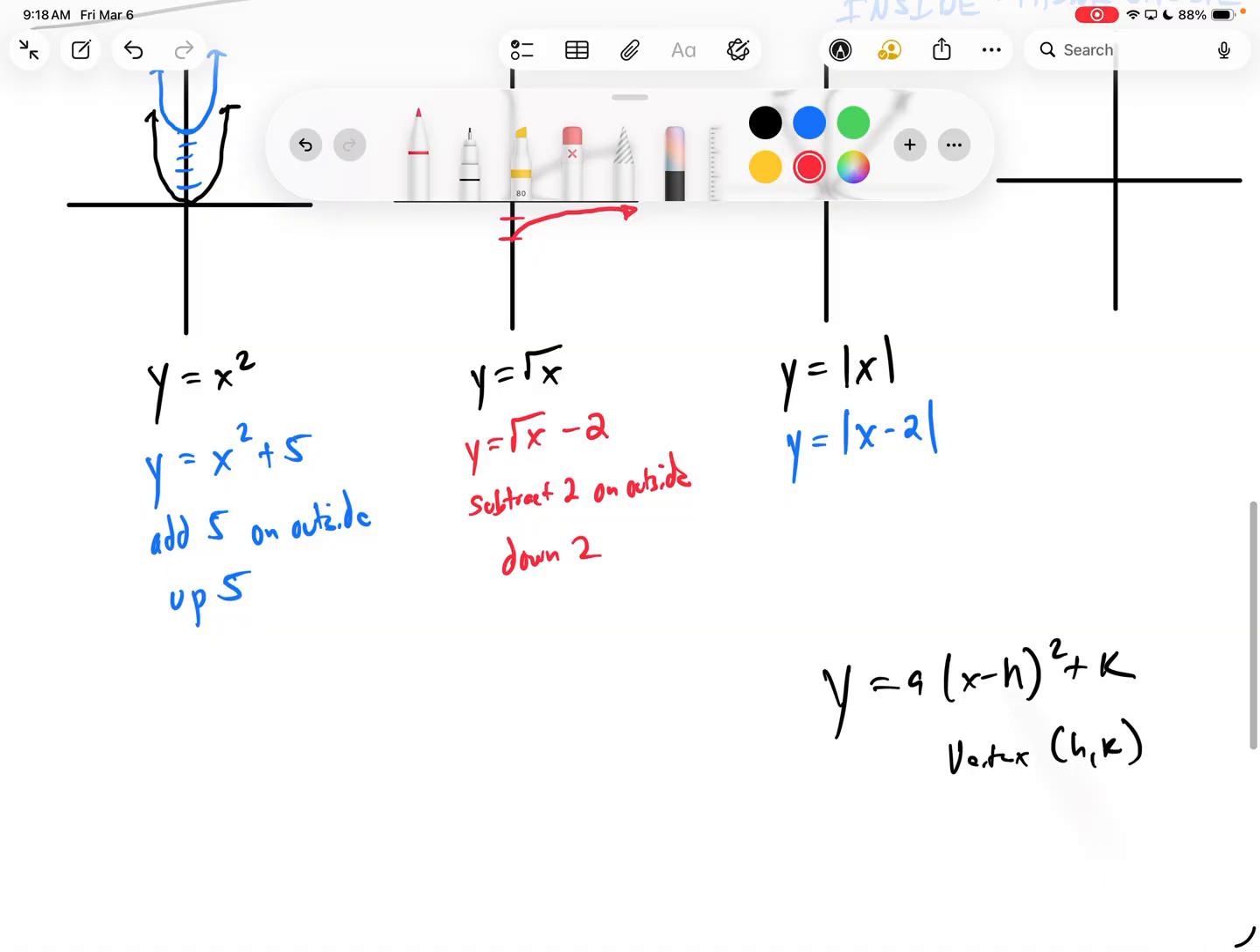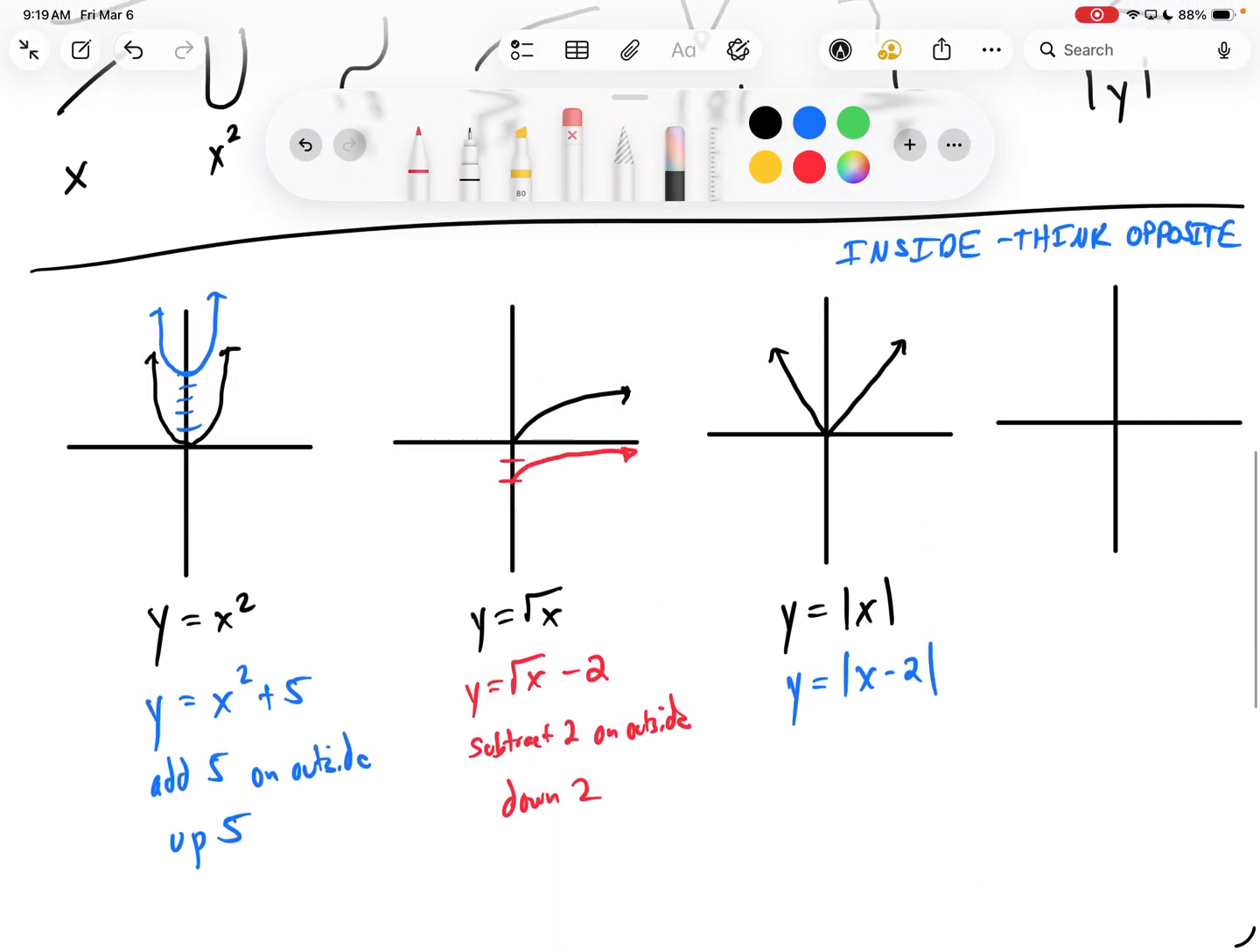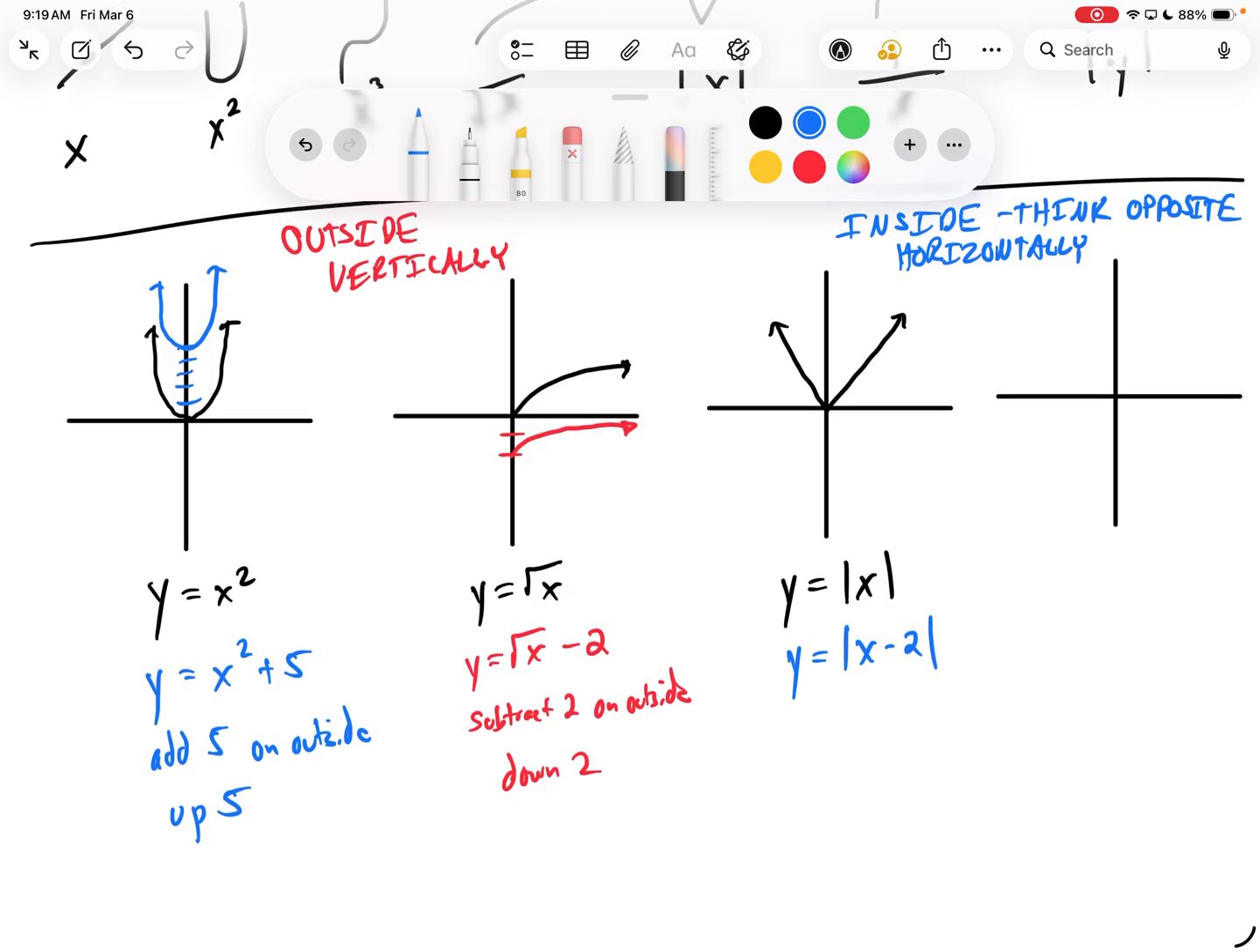Remember, we did the opposite of the inside because the formula starts with a negative. Y'all remember that a little bit? Okay. I told you this would come in handy. Anytime you are doing something on the inside, it's always the opposite of what you would think, okay? So the outside does something vertically, and the inside does something horizontally. So anytime you're on the outside, it's moving up and down, and when you're on the inside, it's going to move left and right.